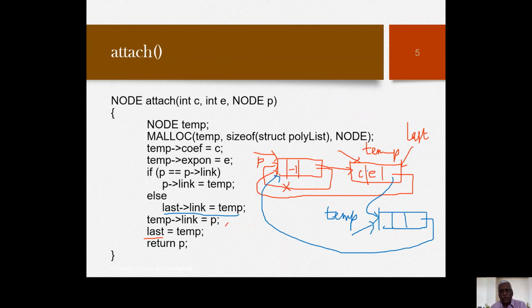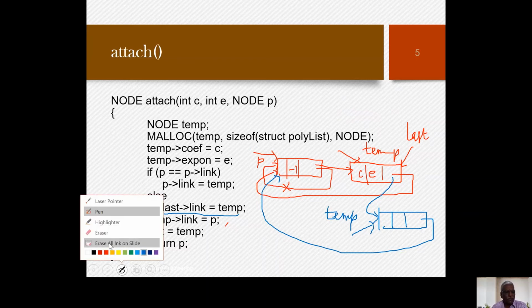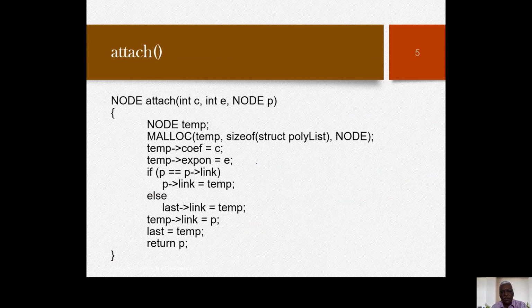So I have already one node added or one term added. So obviously now I have my second term in which I can take this last always pointing to this. Link of last pointing to temp and temp of link pointing to P. So it works still whatever be the number. So let me just put one more term here so that it becomes easier to see. So this is my header node.